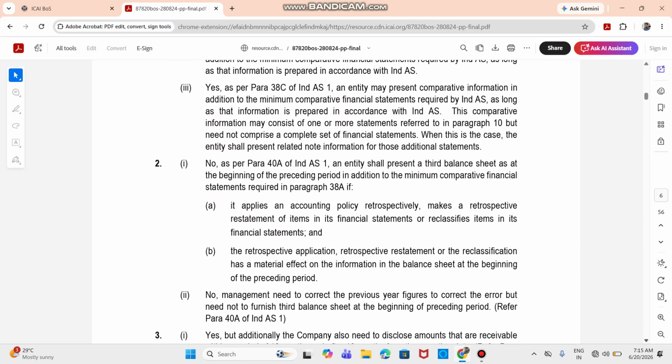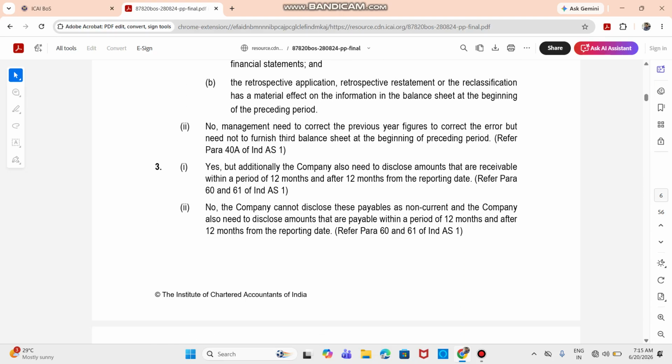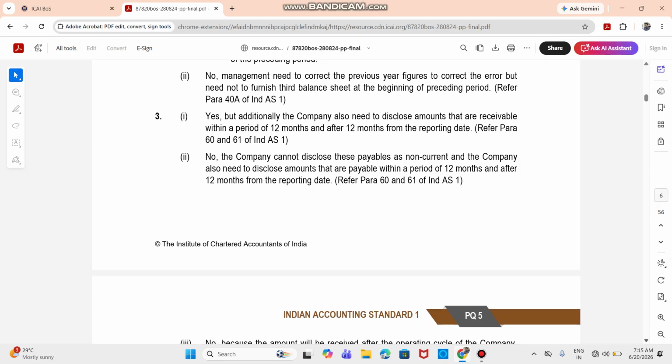Now let's quickly see how the presentation is. The third one is fine, but additionally the company also needs to disclose the amounts that are receivable within 12 months and after 12 months from the reporting date. Next, the company cannot present these payables as not current, and the company should also disclose the amounts payable within 12 months and after 12 months. So if you see the first and second, the key classification is within 1 year and after 1 year. That bifurcation is very, very important.